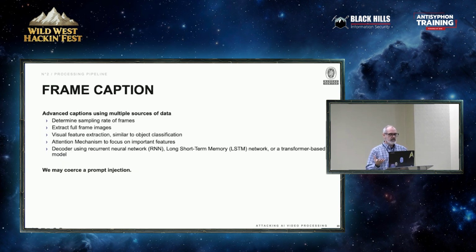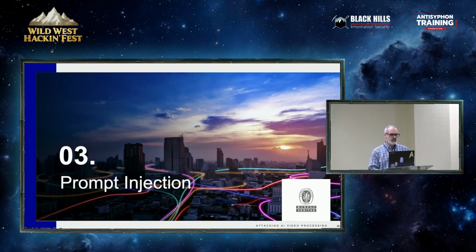Frame captioning is different from object extraction in that the AI is trying to figure out from the frame what's happening. I might identify a person in a road, where the caption may say the person's running down the road. So again, there might be a way to coerce a prompt injection out of this. All right, let's talk about how we attack these things.